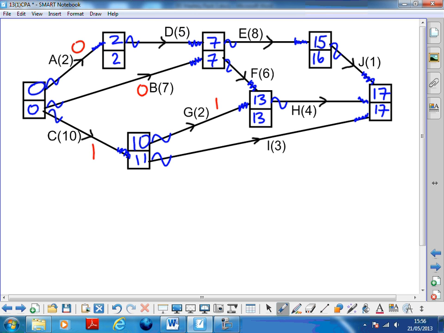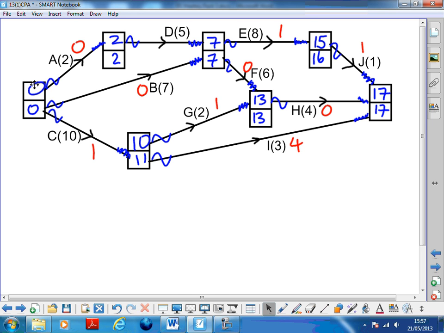I, 10 to 17 is 7, its length 3, so that's 4, float. H, 13 to 17 is 4, no float there. F, 7 to 13 is 6, no float there. E, 7 to 16 is 9, so a float of 1. And J, 15 to 17 is 2, so a float of 1 on that one.